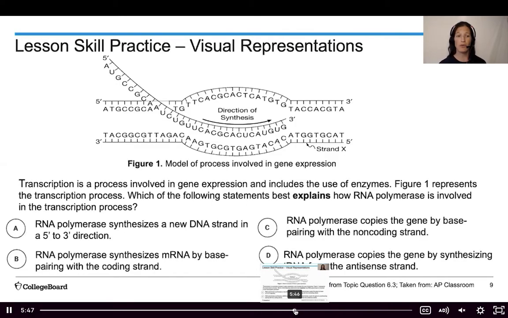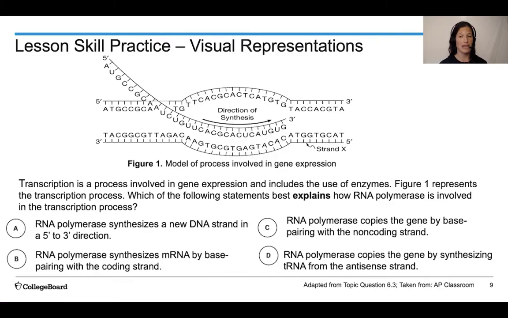So let's look at the question here. The question is the one that you have to answer for your assessment. And let me read it to you. First of all, the visual representation is transcription. You can tell that because you see how there's U's on that one strand? That is a clear indication that you're talking about RNA, because there's no uracil or U in DNA. And you see the DNA strand there, labeled strand X on the bottom. And then you see the RNA being made from it.